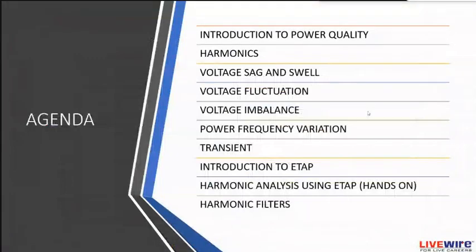Introduction to power quality, and we will talk about the harmonics and some power quality problems like the voltage sag, voltage swell, voltage fluctuation, voltage imbalance, transient. So these are some of the power quality problems, and we will go on a short introduction on ETAP and how we are going to do the harmonic analysis in ETAP. Hands-on we will do that, and then we will design some harmonic filters in ETAP. What harmonic filters are and how to design them in ETAP, that we will see at the last.